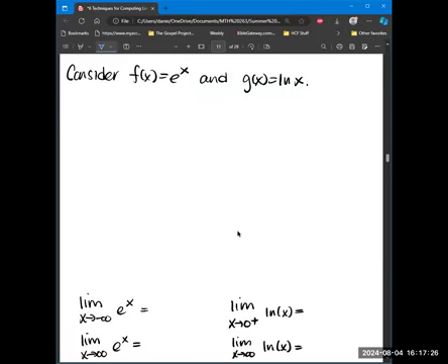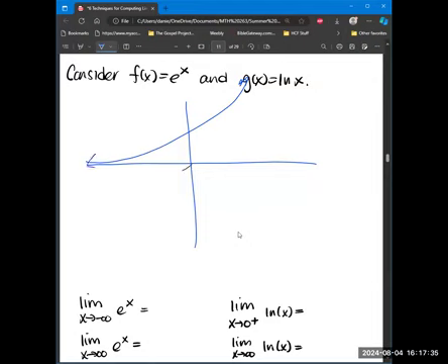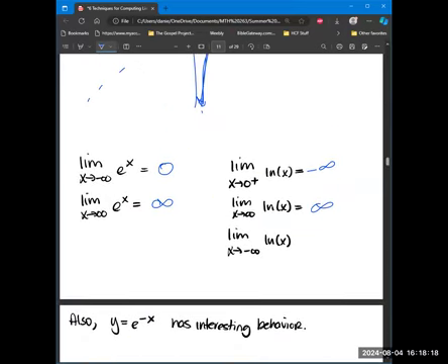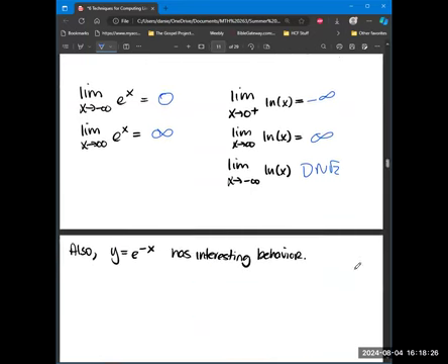Now let's consider f of x is equal to e to the x and g of x is equal to ln of x. Inverses of one another, like so. This one goes through 0, 1. This one goes through 1, 0. Limit of e to the x as x goes to negative infinity is going to be 0. As I go to positive infinity here, that's going to be infinity. As I come at 0 from the right here, this is going to go to negative infinity. As I go to positive infinity over here, that goes to positive infinity. Can't go to negative infinity for ln. That does not exist because there's nothing over here on the negative side of the graph.